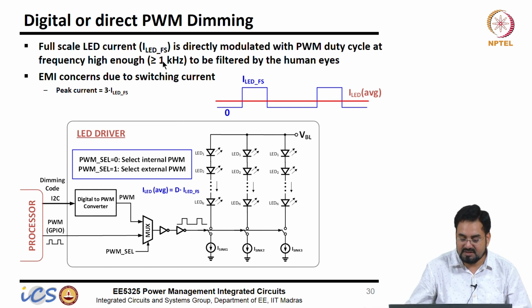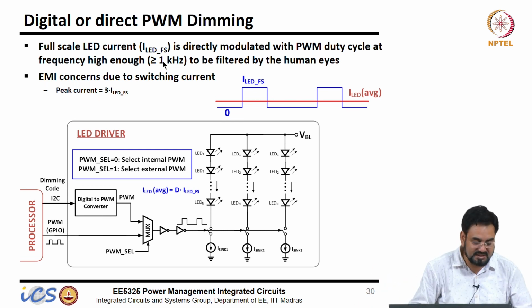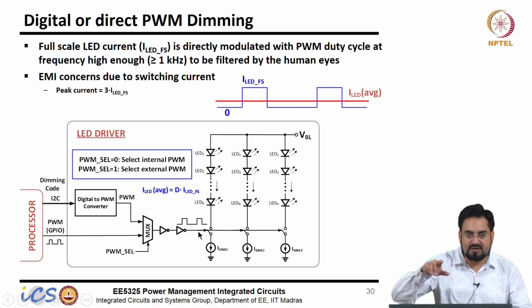Even though our eyes cannot see anything beyond 100 hertz, it may vary from person to person, and some people may perceive a flicker even at 100 or 200 hertz. So that's why in order to be safe, we just keep it above 1 kilohertz. So when we switch this current on and off at 1 kilohertz, at a certain duty cycle, what would happen is it will be averaged out by our eyes.